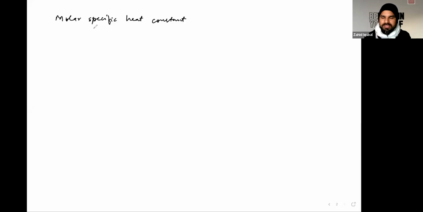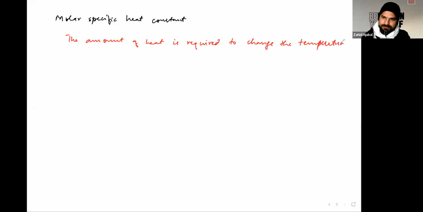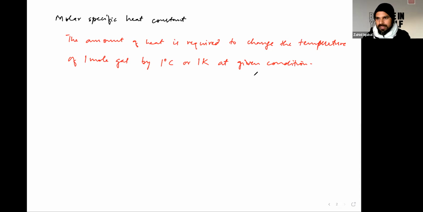So in this part, we have molar specific. It means the amount of substance will be in terms of moles since we are defining for gas. So we may define this molar specific heat constant as the amount of heat required to change the temperature of 1 mole of gas by 1 degree Celsius or 1 Kelvin at given condition. It means for different processes of gas, it will have different values. That's why I'm defining for given condition. So this molar specific heat constant will be different for different processes for the same gas.